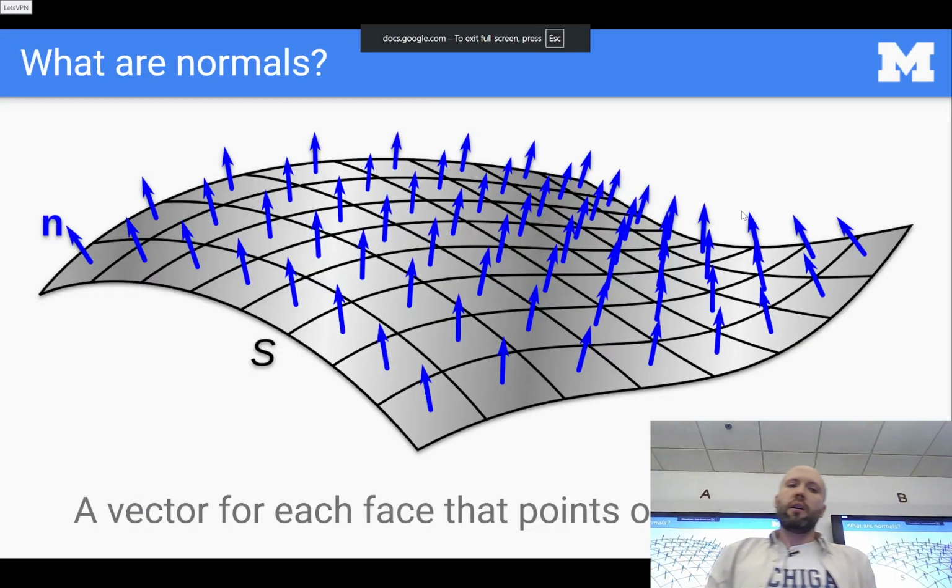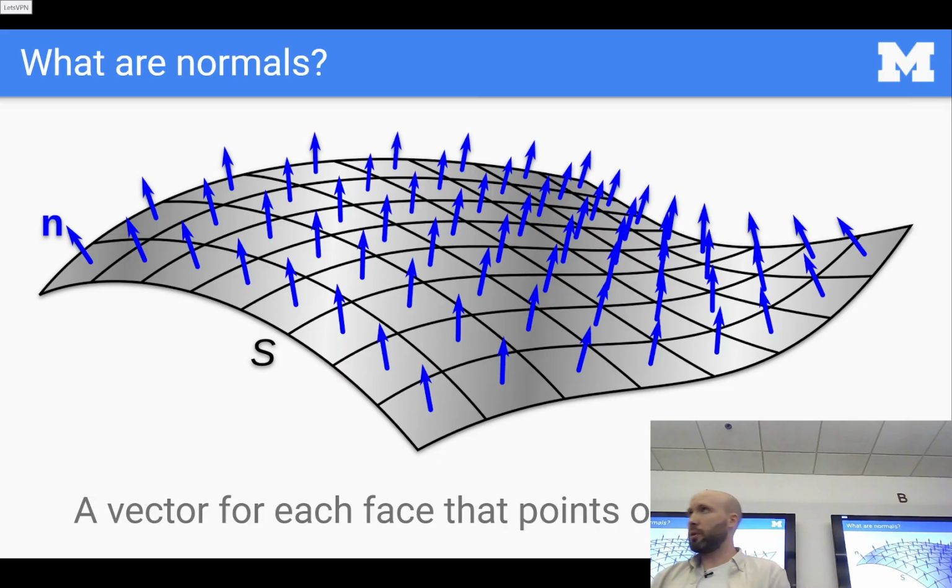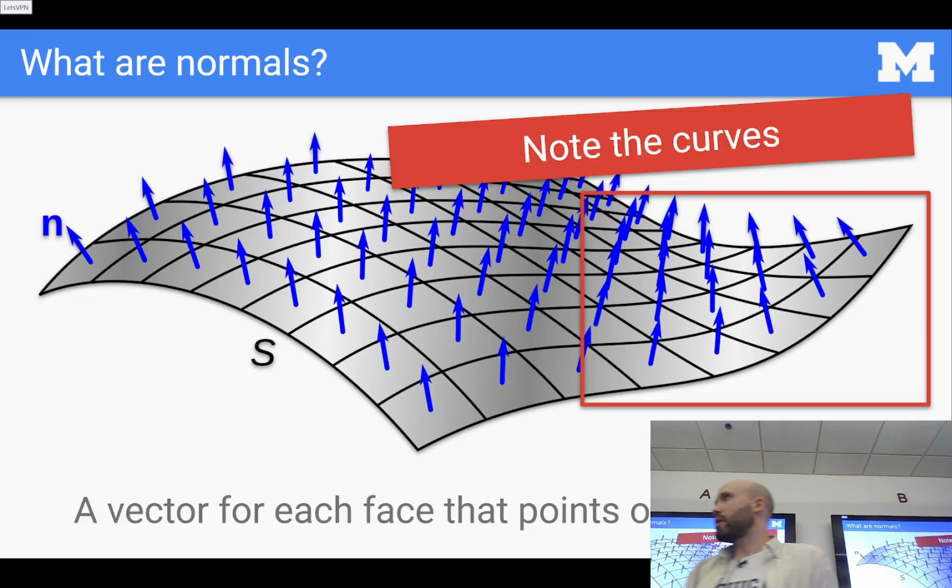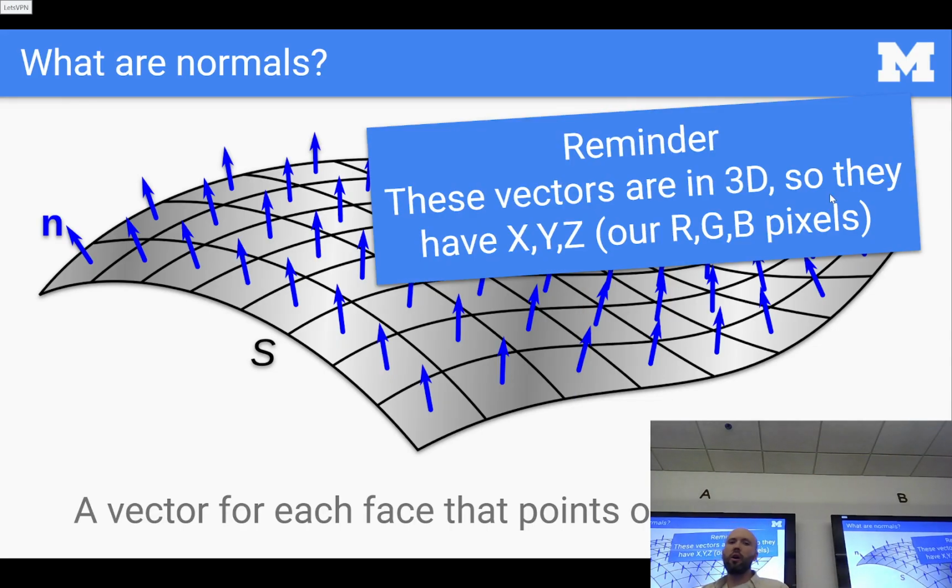So, let's keep looking. Normals, just to recap, are an extremely important thing for computing lighting and how a shape looks and how light reflects off of it. It is a vector, a 3D direction, a little arrow that points out of each face, and it helps us understand how light should reflect off of it. Note the curves. As it gets curvy here, these arrows start to bend and point in a different direction. That affects the lighting. That's why the shading is a bit different on these beautiful curves. A reminder: these vectors are 3D, so they have X, Y, Z, and we can pack them into the R, G, and B pixels of an image.